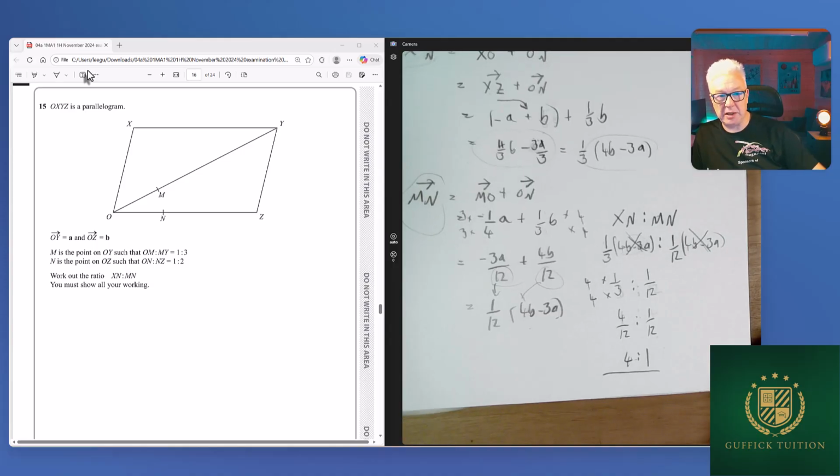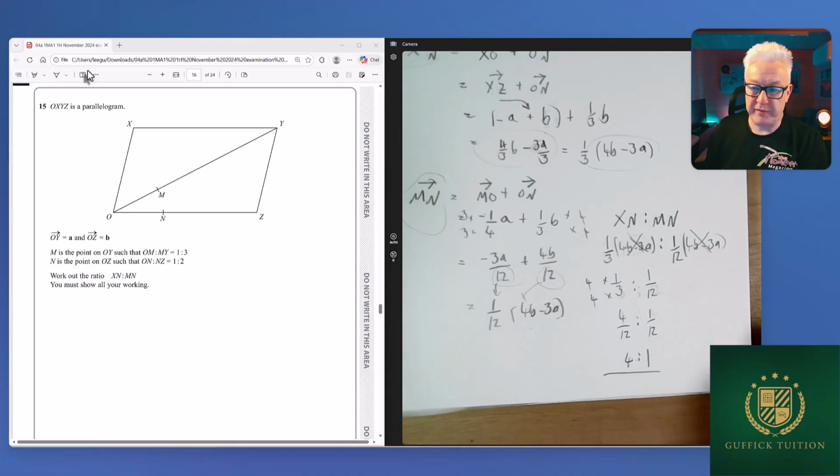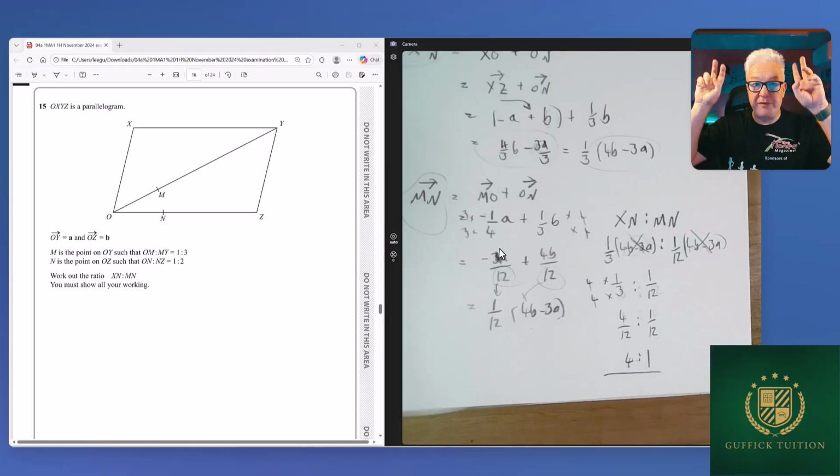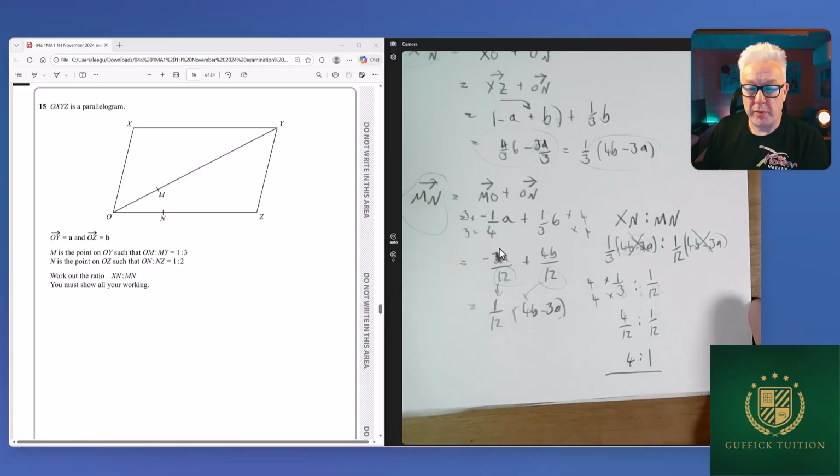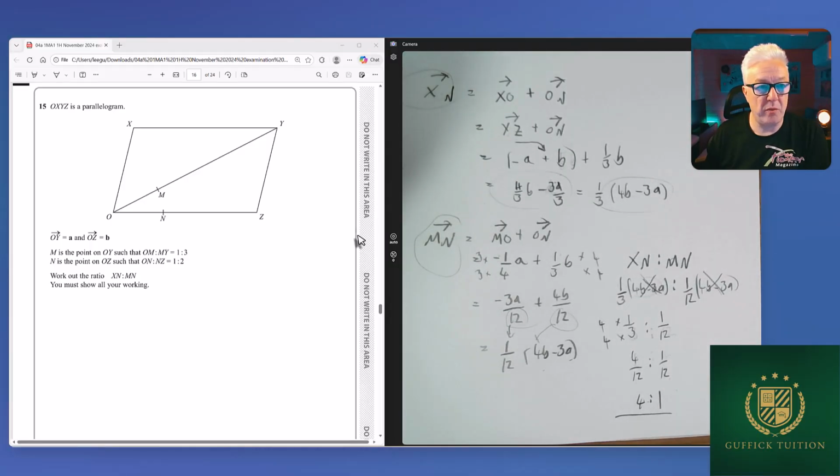Okay, so I thought that was a little bit unusual, a little bit of a different vector question there. It didn't involve the vector method, quote unquote, but we had to think about vectors in a slightly different way to what we normally do. So I hope you found that useful.